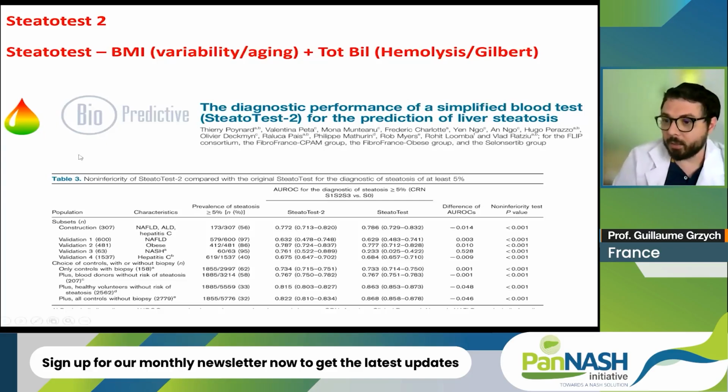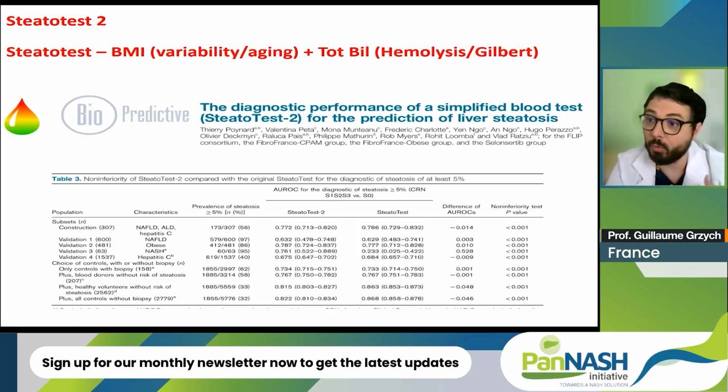And here, this is an evaluation of SteatoTest 2 compared to SteatoTest 1, and they show there is no loss of performance. It's good to use the second test, with the same performance as the first test. So the use of SteatoTest 2 is pretty much the same as SteatoTest 1. So you can measure without BMI and total bilirubin.